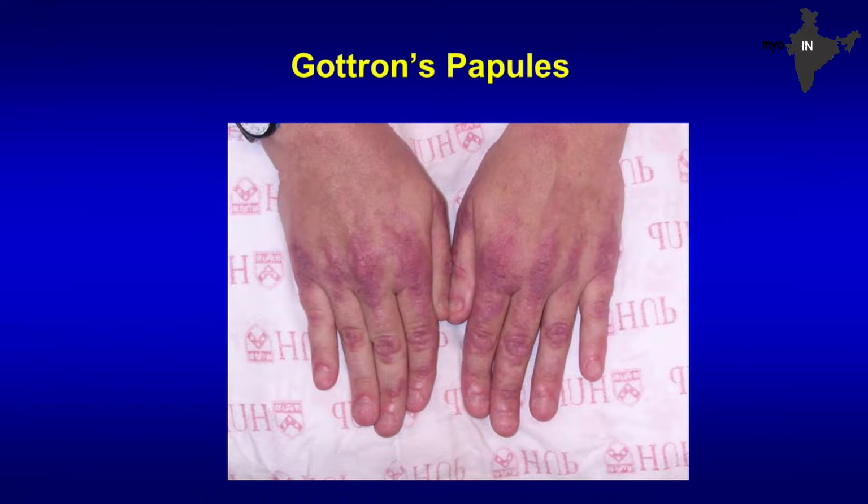So this is showing you, if you look over the proximal interphalangeal joint, there's some papules there, and also over the MCP, you can see that there are papules that are red to violaceous in color, and they're definitely elevated, again above the skin surface, not just flat erythema. And so that would be called a Gottron's papule.